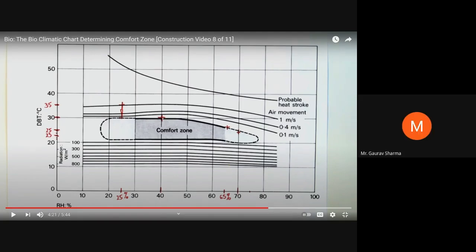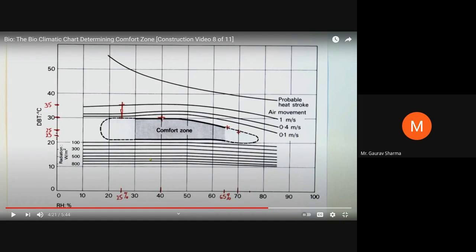Yes, sir. Okay. What the other things are there in this chart? See, these curves. Look at these curves carefully: 0.1 meter per second, 0.4 meter per second, 1 meter per second. Okay, so these are nothing but the air movement or the wind. So the wind conditions there, or what they should be for comfortable conditions, are given here.